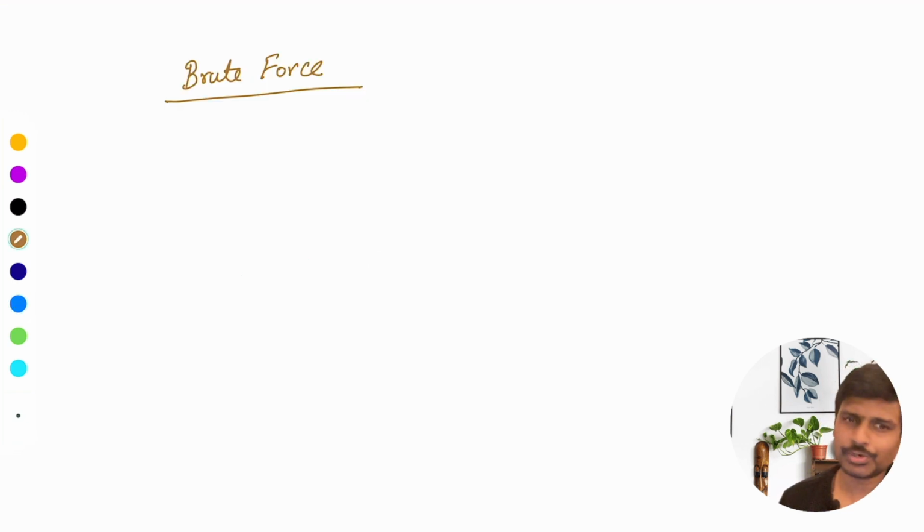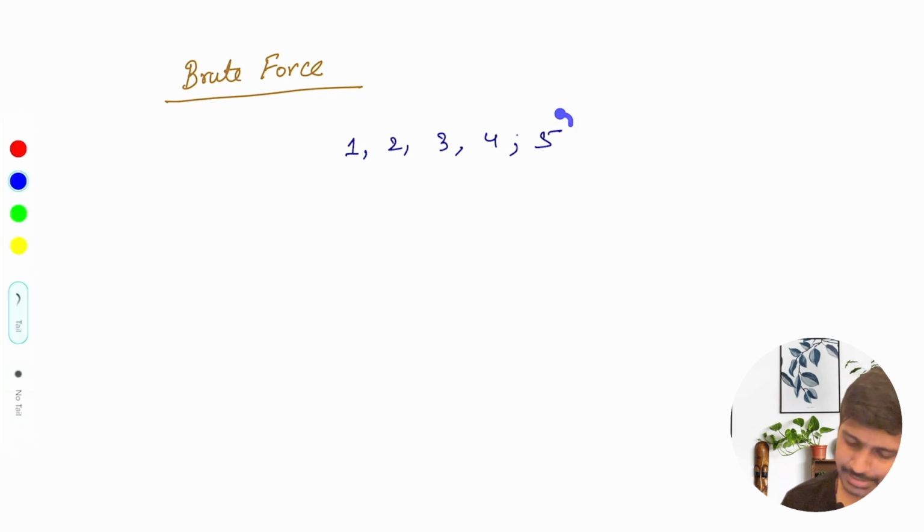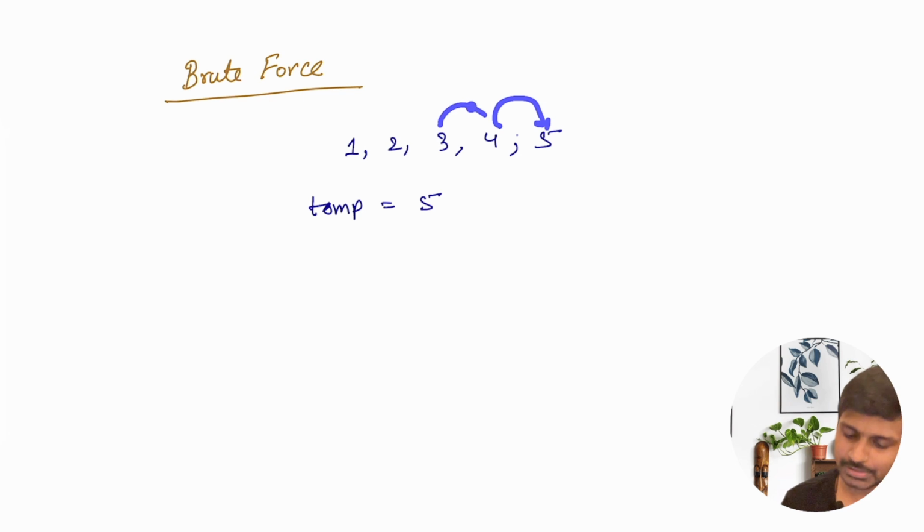So let's see what we'll do in the brute force. Let us look at an example. So let me take the same example again, 1, 2, 3, 4 and 5. Let us store the last element in some temp variable. We will shift all the elements towards the right. So let's do that. Once we have stored the element in the temp variable, we will shift 4 here, 3 here, 2 here and 1 here. And at the final stage, we will simply copy the temp variable to the first position.